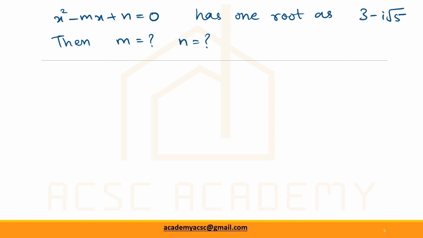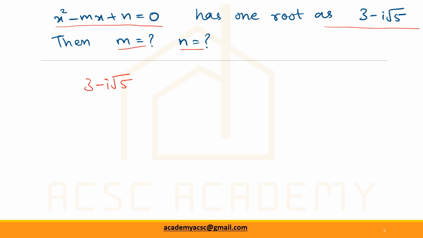Now this one is an easier problem. It would have directly struck you what we'll be using in this. A quadratic has been given and they are saying that one root is 3 minus iota root 5. Then find out the values of m and n. So now here, looking at one root, that is 3 minus iota root 5, what comes to your mind? Can you comment anything about the nature of the other root?